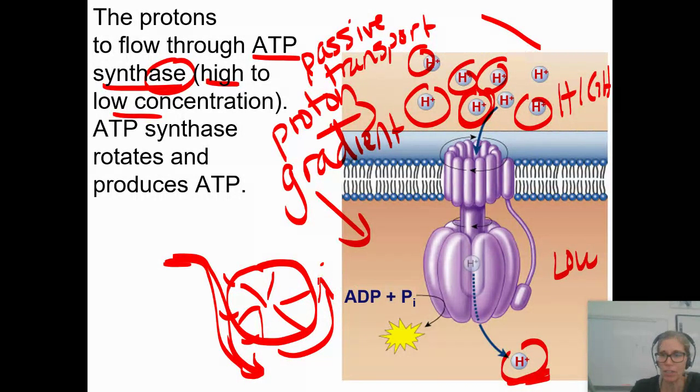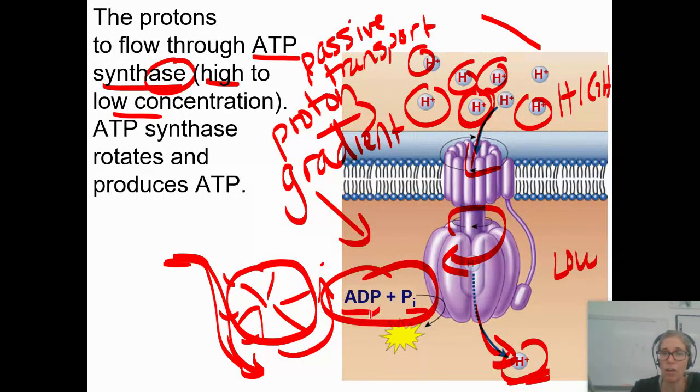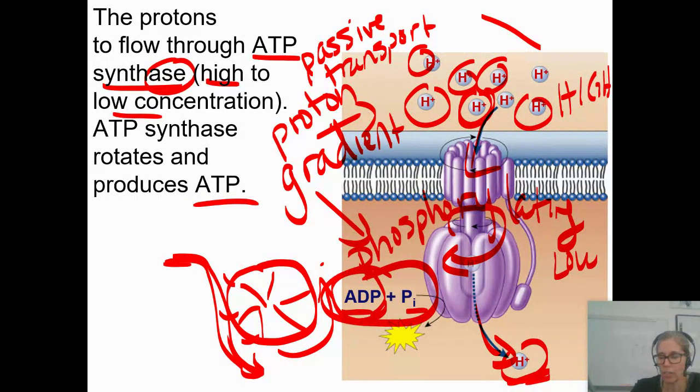And when it spins, it can turn a gear, which can be used maybe as a sawmill, or maybe that turning, rotating gear can be used to grind up some wheat or something. But that's actually what's happening here. As the protons go through here, it's sort of like water flowing through. It's protons flowing through. And that's used to twist this molecule. And when it twists, it's able to put ADP and P together. It's phosphorylating ADP. So it rotates ATP synthase and makes ATP.